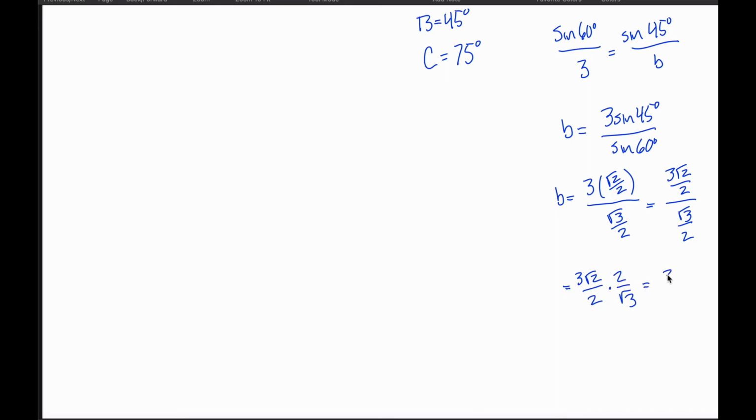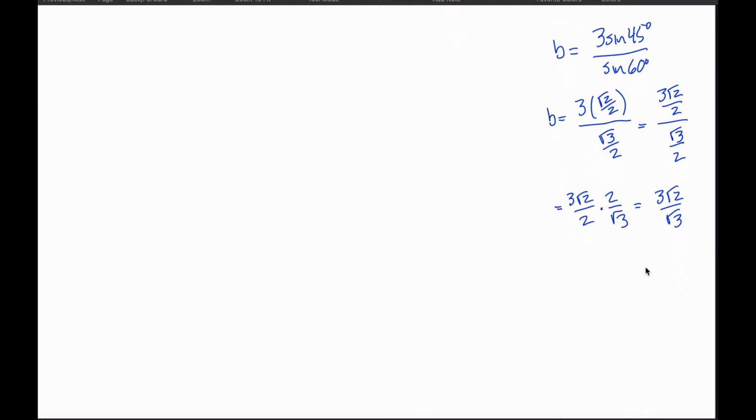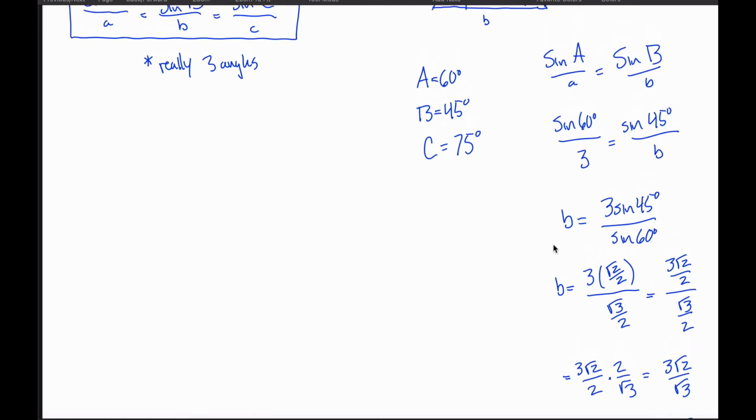These 2's cancel out. I get 3 root 2 over the square root of 3, which is pretty close to a fine answer, but technically we should rationalize the denominator. So let's multiply the top and the bottom by the square root of 3, and I get 3 times the square root of 6 divided by 3, because root 2 times root 3 is root 6, and root 3 times root 3 is 3. And then this 3 and this 3 can cancel out, and I get the square root of 6 as my answer for what b is equal to.